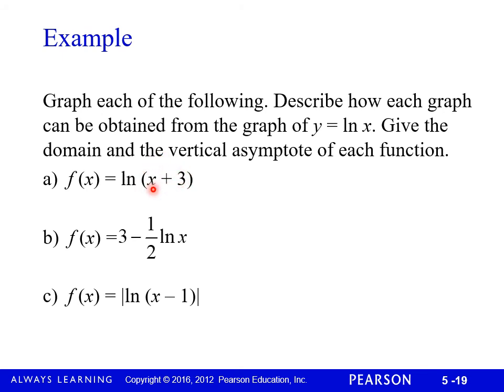Now remember, we cannot take the log of a negative number. But this is only going to be a negative number if x is less than negative 3. If it's negative 4, then we get a negative number. But if x is negative 1, plus 3 is positive 2. So it's not that x has to be positive. In this case, when you have the log of an expression, whatever's in parentheses here cannot be negative. So the domain of this function would be x plus 3 is greater than or equal to 0, and then we'd solve that. So it's x is greater than or equal to negative 3.